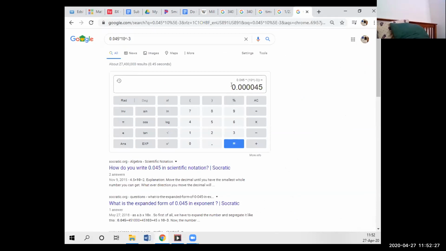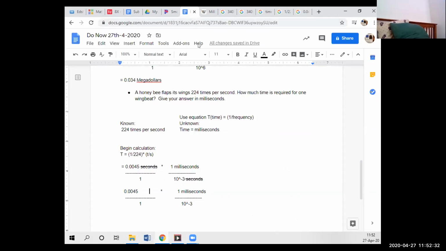So we're going to take this. I'm just going to copy that and put it back in our document and paste it. Then the equals sign, and that'll be in milliseconds. And that problem is now done.